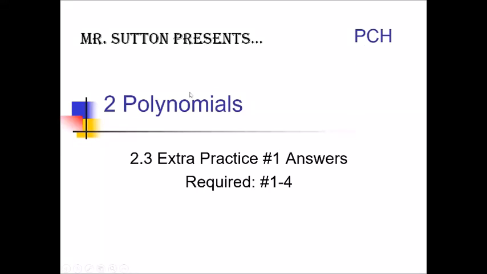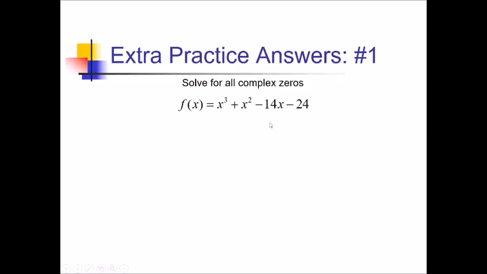I've got the Pre-Cal Honors 2-3 Extra Practice Number 1 solutions on Rational Roots Theorem. For this problem, we're trying to solve for the complex zeros of this polynomial. So to start, we're going to list out our possible rational roots. Those are going to be the factors of this constant here divided by factors of our lead coefficient. Now, since our lead coefficient is just 1, we don't really have to worry about that part. And it's really just the factors of 24 that we're thinking about.